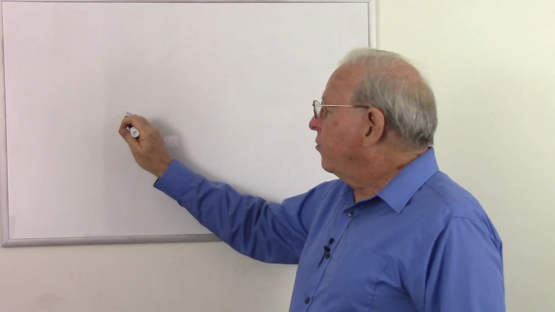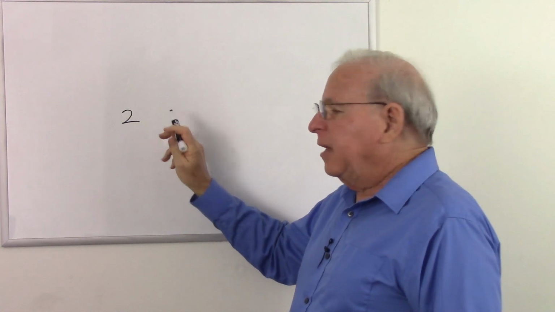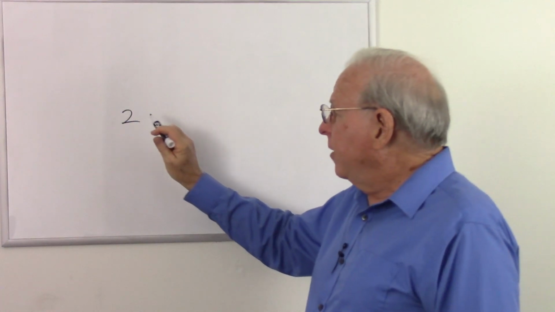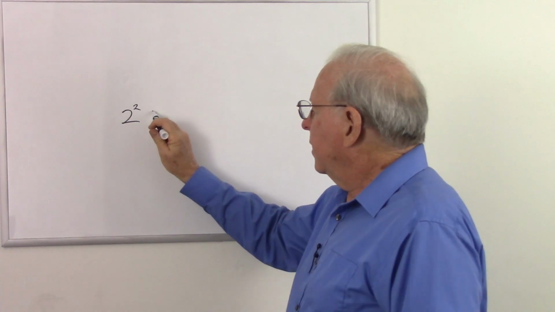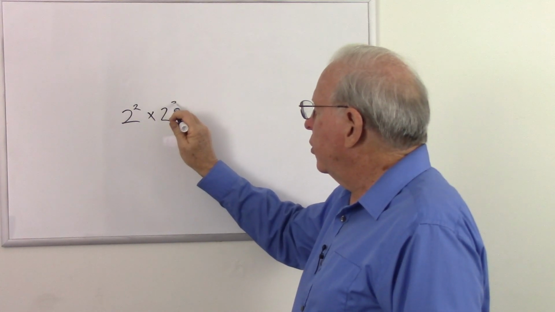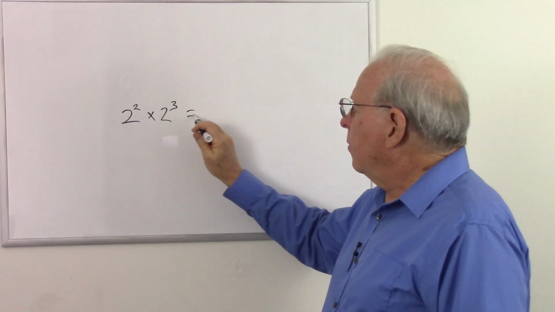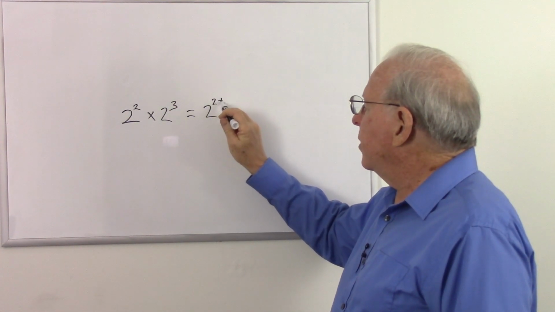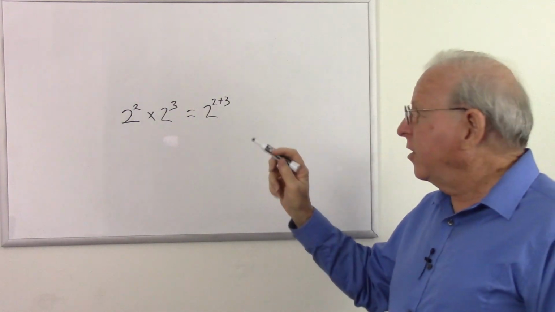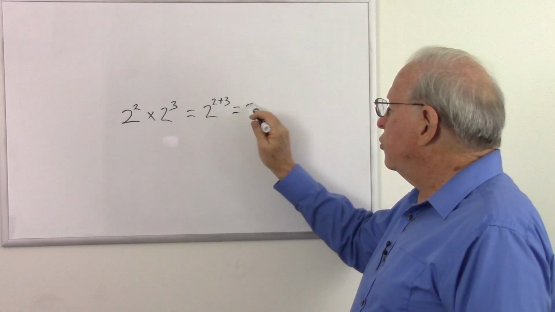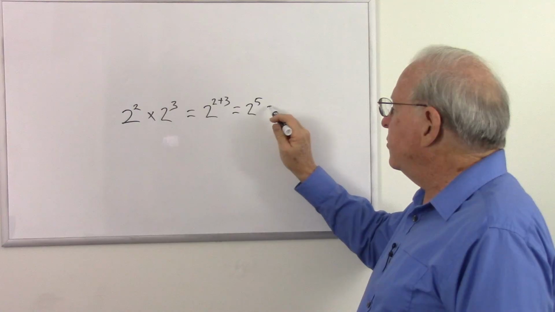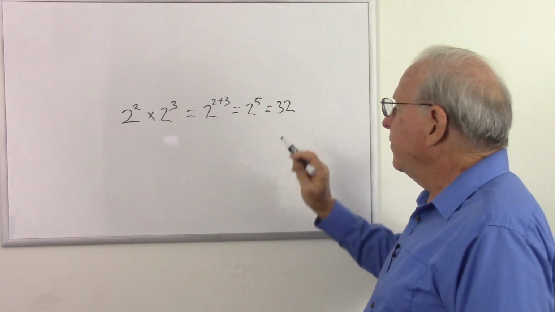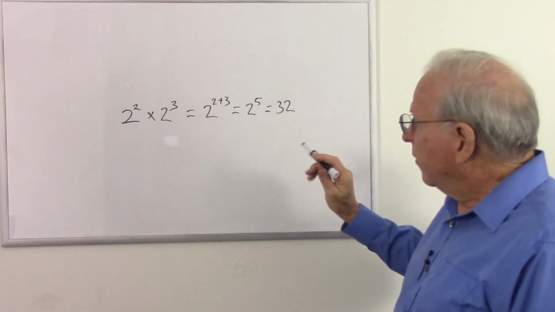So I'm going to stick to a base number of 2 because this will make the math easy. So 2 squared times 2 cubed is going to be equal to 2 to the power of 2 plus 3. Isn't that easy? So that's going to be equal to 2 to the power of 5, which equals 32. So I use some easy numbers to show how this works.